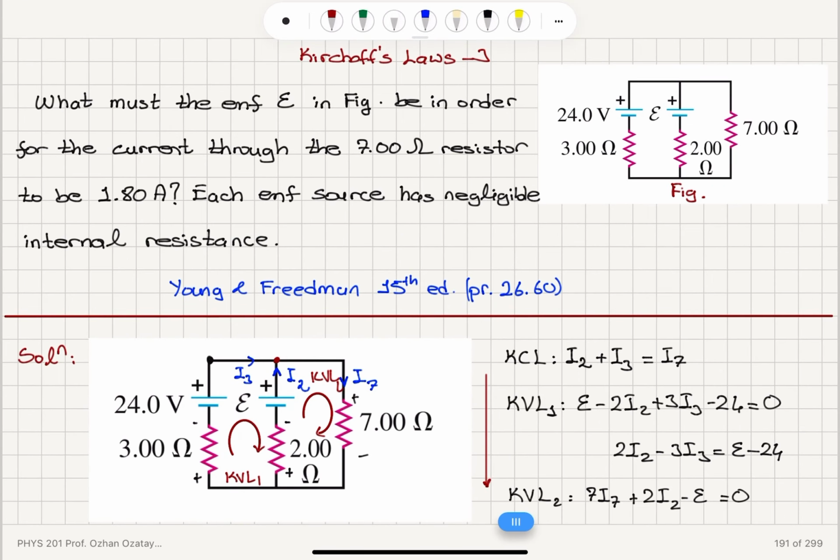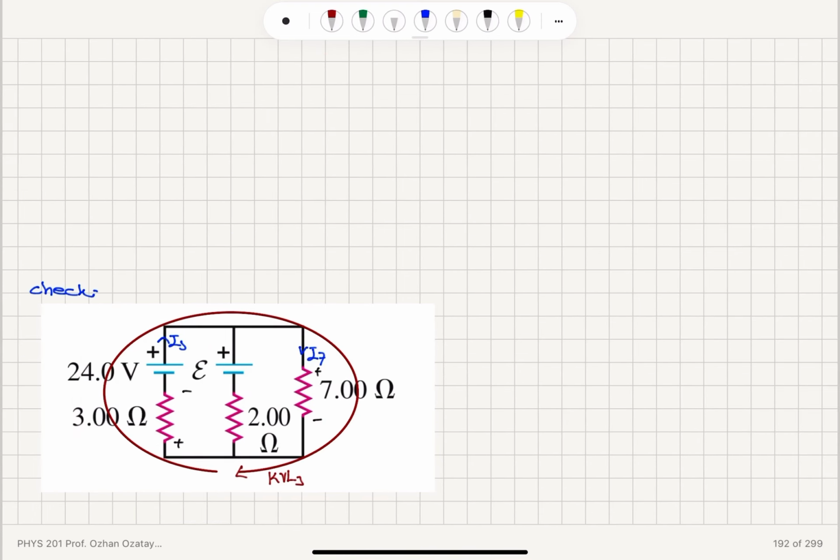All right, so I know I7 here, but I do not know I3 and I2, and I do not know epsilon. So there are 3 unknowns, so I need 3 equations. This is the first equation, this is the second equation, this is the third equation. I'm going to start solving these equations, substituting 1.8 amps for I7, which is what we require. So the first equation is I2 plus I3 must be equal to 1.8.